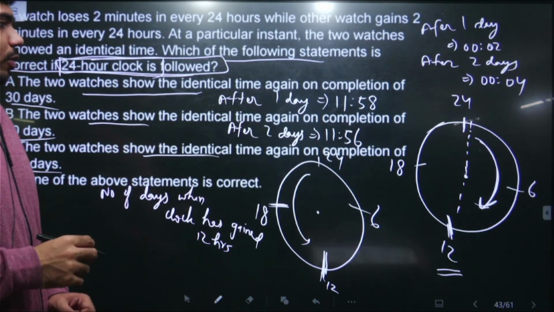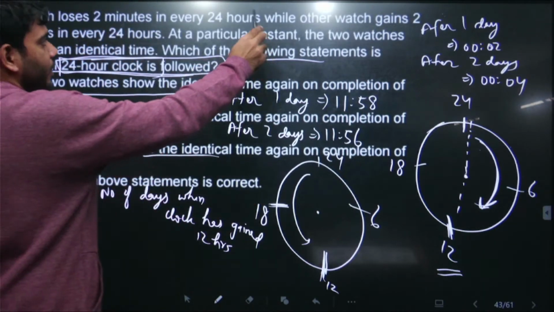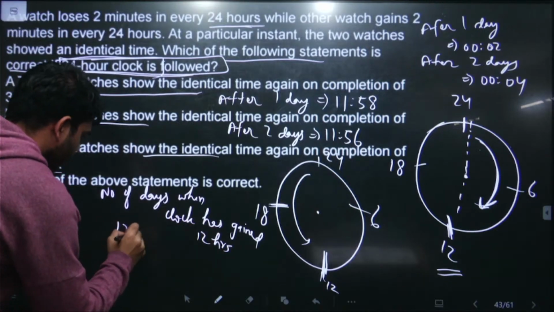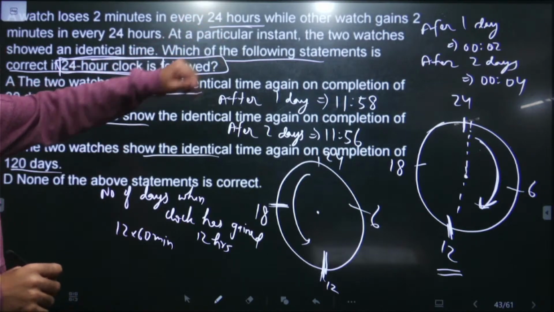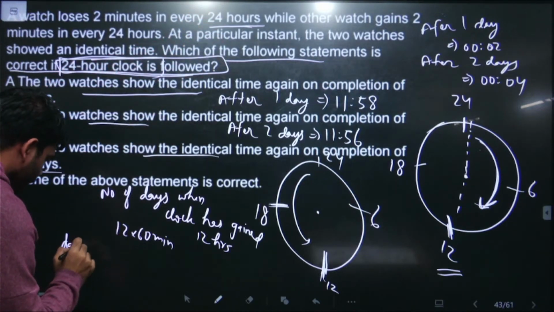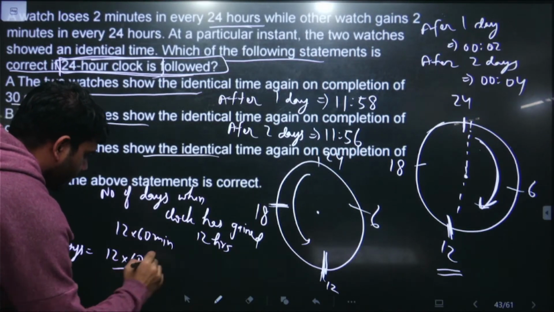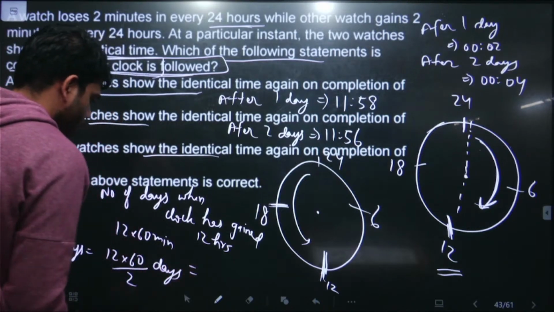Number of days when the clock has gained completes these 12 hours. And to gain 12 hours, it is said that for every 24 hours he is gaining 2 minutes. 12 hours means 12 into 60 minutes, and per day the gaining is 2 minutes. So days will be, a very simple algorithm. This is the analogy, this many days will be there, and this is coming out to be 360 days.